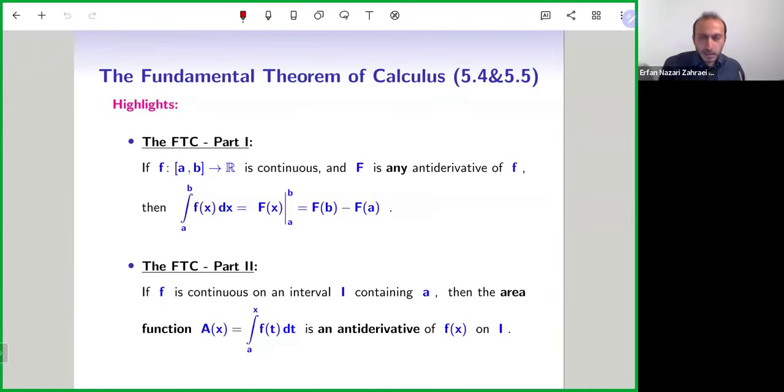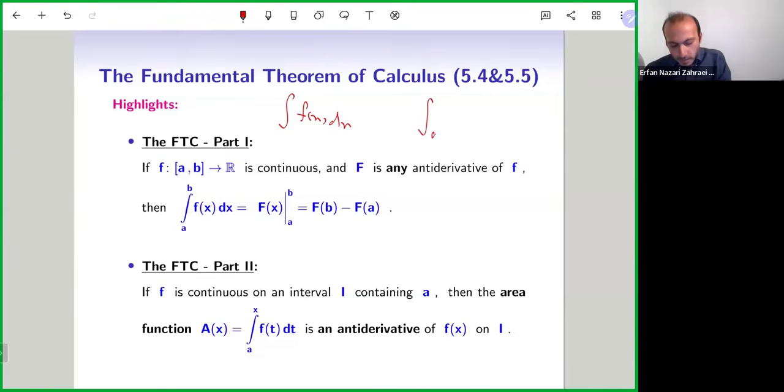It has two parts. So first part, it says that if we have an antiderivative of the function f, we can use it to compute a definite integral. First, let me remind you that we have two kinds of integrals until now. One of them is like this, which is indefinite integral, and it's basically antiderivative, the general antiderivative. It has nothing to do with the Riemann sum or area.